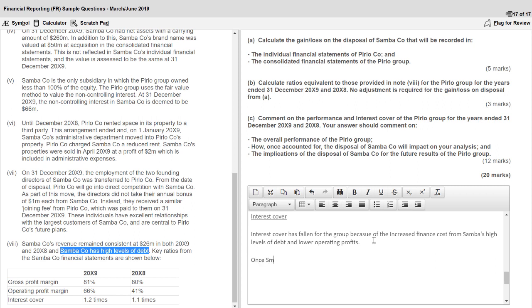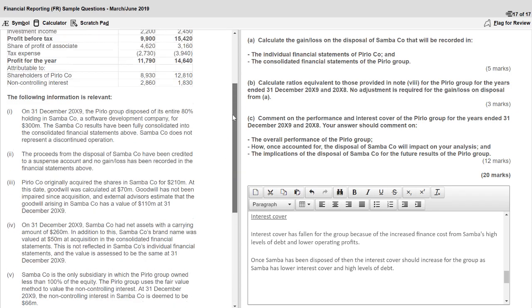What then happens is that once Samba has been disposed of, the interest cover should increase for the group, as Samba has lower interest cover and high levels of debt. Okay, excellent. There we go.